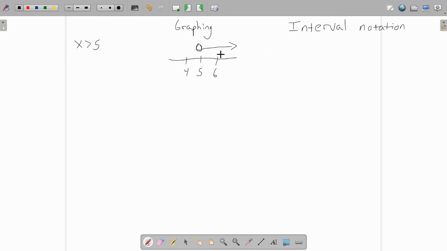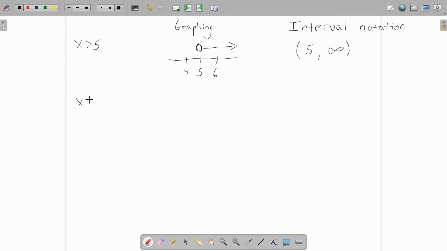In interval notation, we don't want to include 5. So we write 5 with a parenthesis to infinity, because it goes on forever, and infinities always get a parenthesis because it's not a finite number. You can't count to infinity. It goes on forever. So infinities always get a parenthesis.